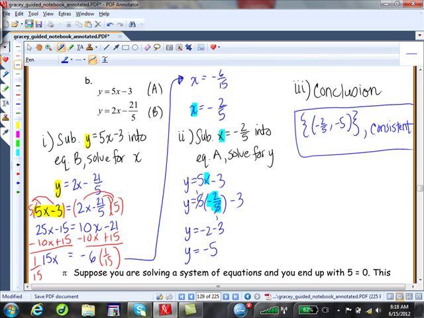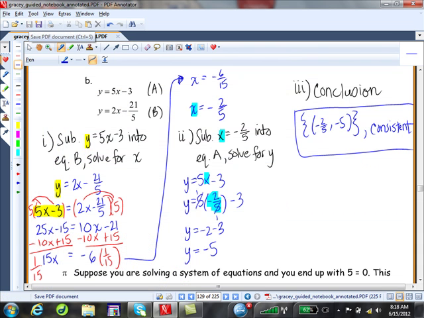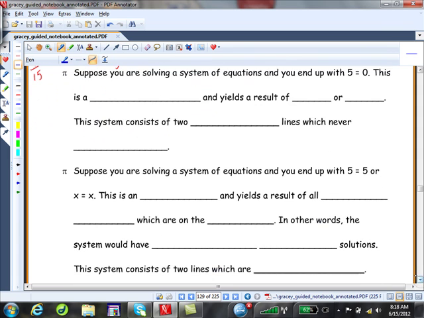Alrighty, so next up, we'll talk about some of the unusual cases. Suppose you're solving a system of equations and you end up with 5 equals 0. Does that sound okay to you? Right, not unless we've been hitting those margaritas again. So this is a contradiction. It's not true, it's a contradiction.